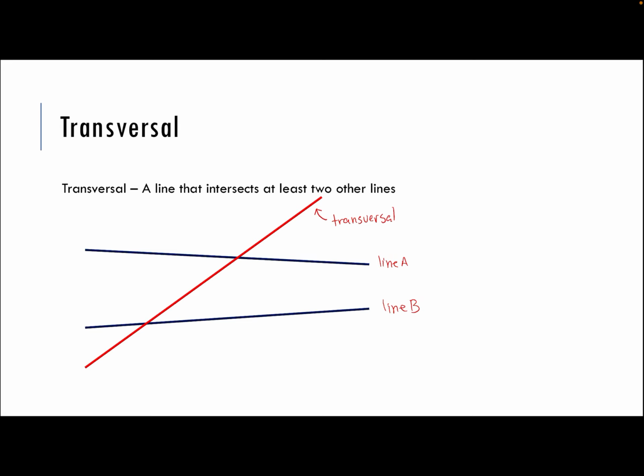It's possible for a line to act as a transversal or also just be a part of another pair of lines. Like if I draw in this red line, now we can say line A is a transversal because it intersects this line and that line. So it's possible for a line to do more than one thing.